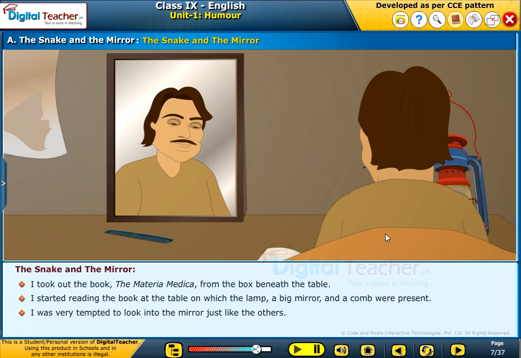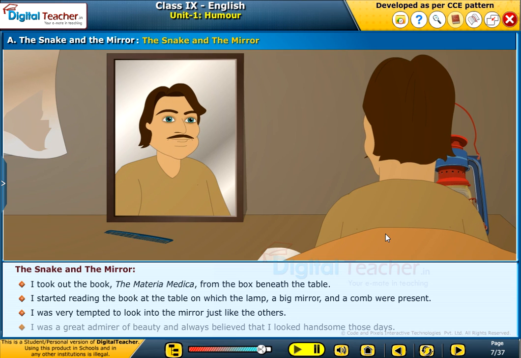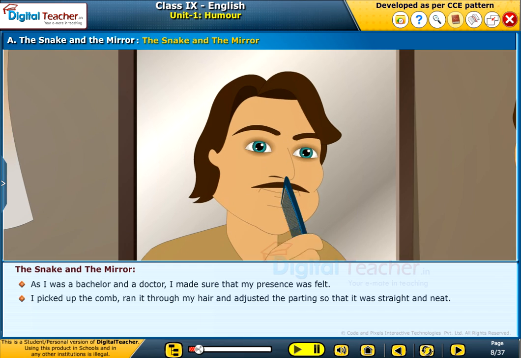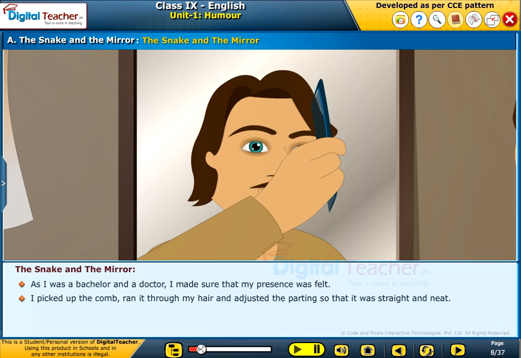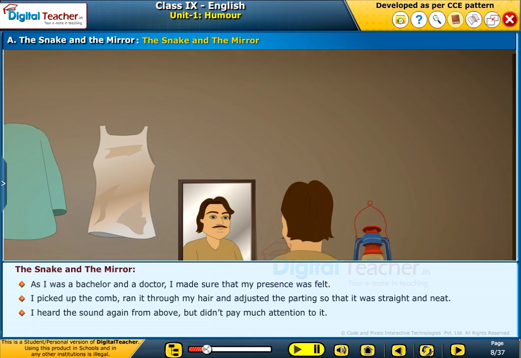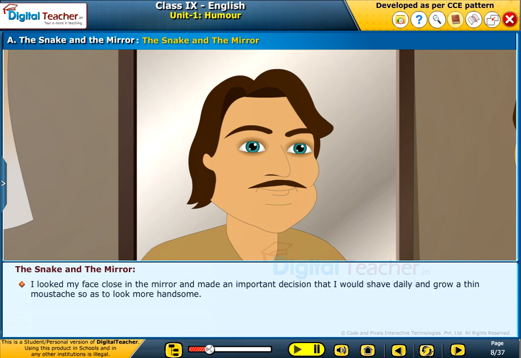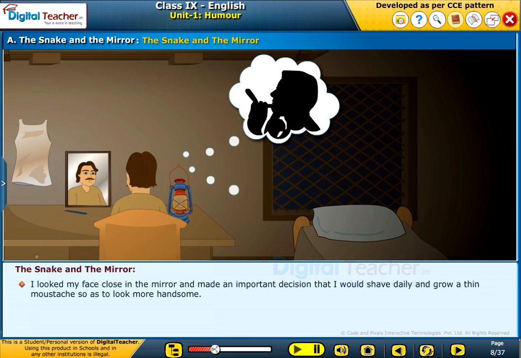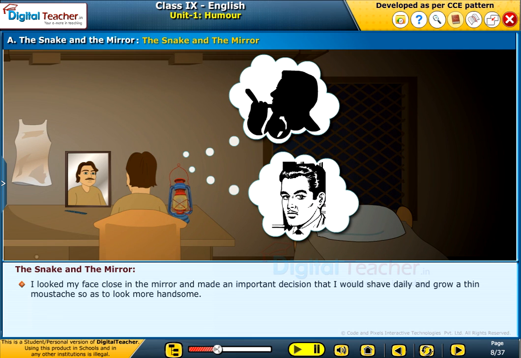I was very tempted to look into the mirror just like the others. I was a great admirer of beauty and always believed that I looked handsome those days. As I was a bachelor and a doctor, I made sure that my presence was felt. I picked up the comb, ran it through my hair and adjusted the parting so that it was straight and neat. I heard the sound again from above, but didn't pay much attention to it. I looked at my face close in the mirror and made an important decision that I would shave daily and grow a thin mustache so as to look more handsome.